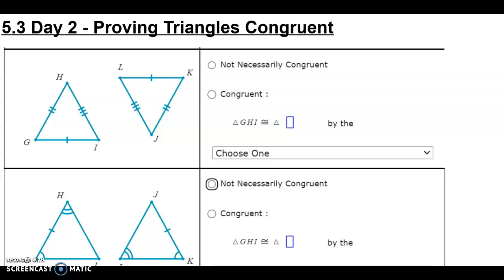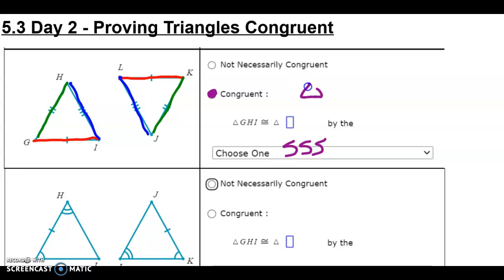So remember, we're looking at what's being given. With these congruency marks, we have one pair of congruent sides, a second pair of congruent sides, and a third pair of congruent sides. Our job is first of all to say if we have enough information given to say they're congruent, and right now we do, because if we have all three sides congruent, that is the SSS theorem. So you would say that for the drop down.